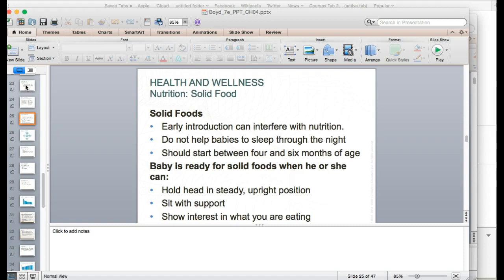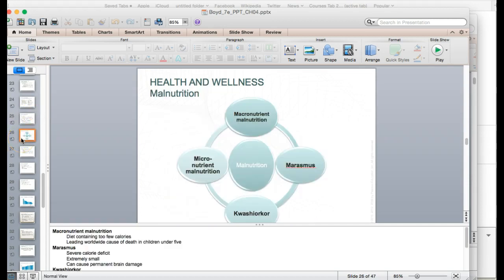That's an interesting component because a lot of times when you think of infant feeding, we put cereal and all these things in our baby's bottles to help them sleep through the night. But studies have shown that it does not help either way. So a baby is ready for solid foods when he or she can hold their head steady and upright, sit with support, and show interest in what you are eating. So these are indicators as to when the baby is ready to start eating solid foods.